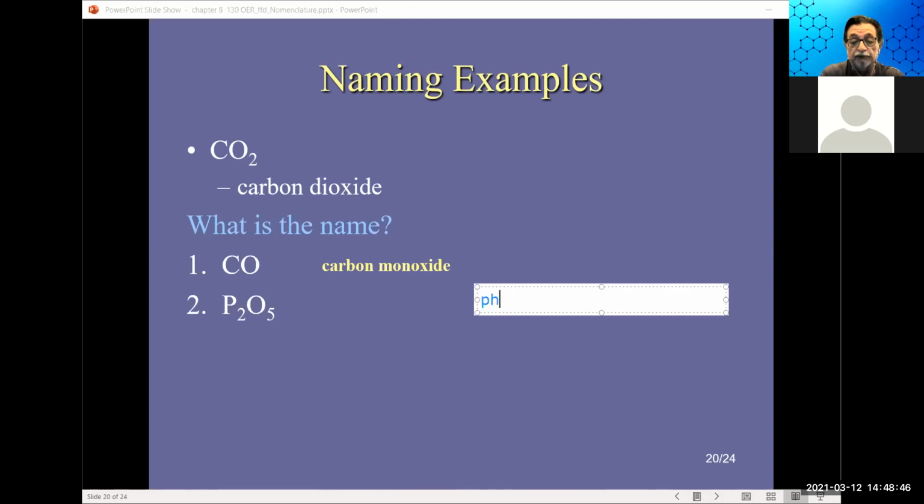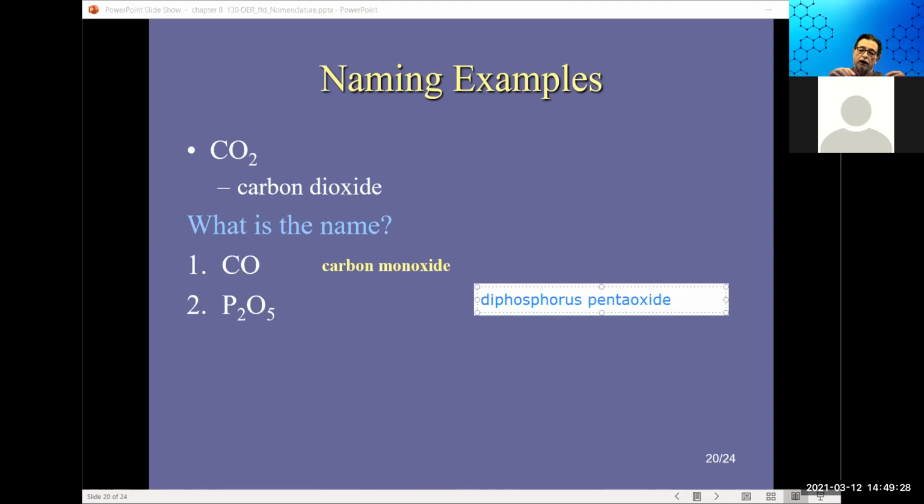So we simply write phosphorus. And then oxygen's bonded to the phosphorus, and like we did with carbon dioxide, the name is oxide. So that is the parent name, if you will, the base name: phosphorus oxide. Now we come back and add the prefixes. Since there are two phosphorus, we add di. And since there are five oxides, we use the term penta.